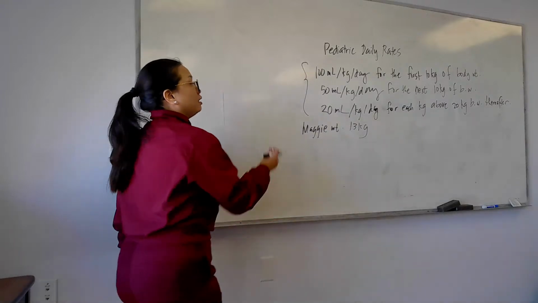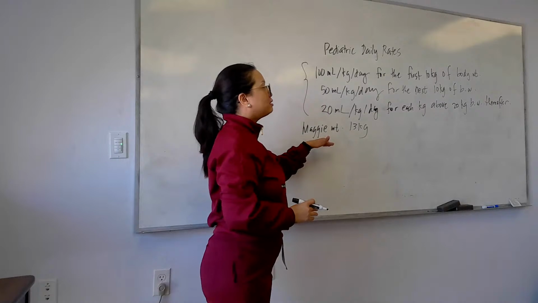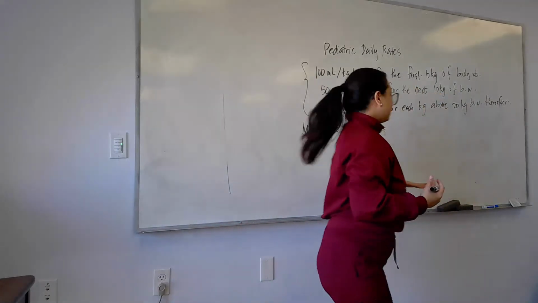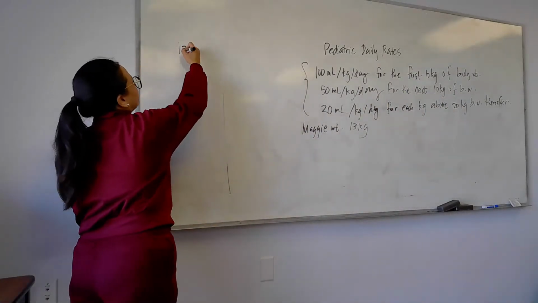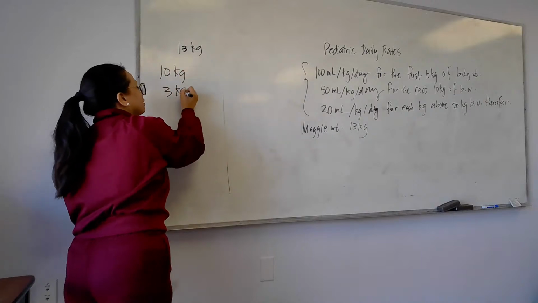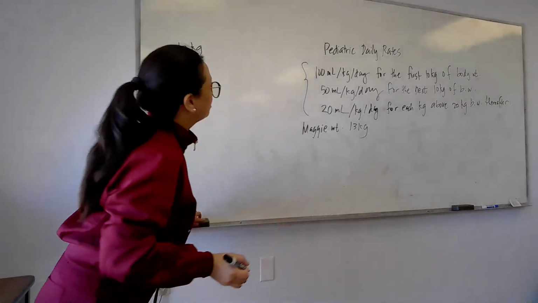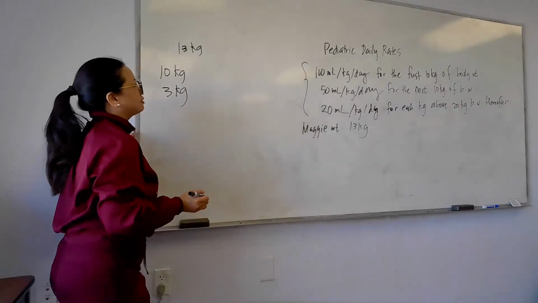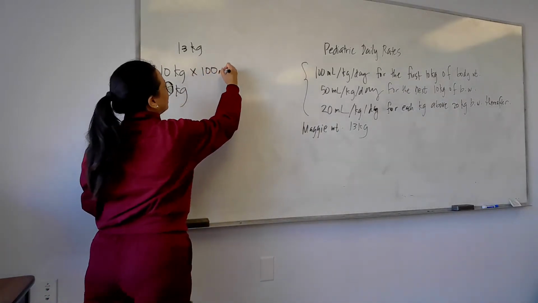So, these are conditions. It says you have to give the patient, in this case Maggie, 100 ml per kilogram per day for the first 10 kilograms of her body weight. Does she have at least 10 kilograms? Yeah. So to simplify, this is 13 kilograms. That means she has 10 kilograms and 3 kilograms. You agree? Total 13 kilograms. How much do we have to give Maggie for her first 10 kilograms? 100 ml, correct?